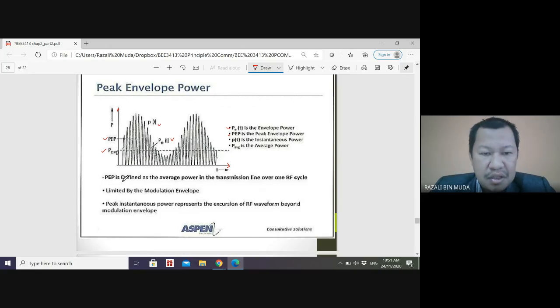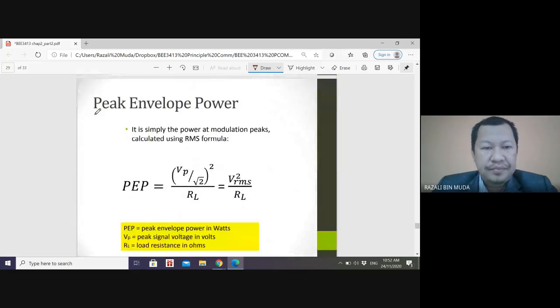PP is defined as the average power in the transmission line over one RF cycle. Limited by the modulation envelope, peak instantaneous power represents the excursion of the RF waveform beyond the modulation envelope. So there are various kinds of power which are related to peak envelope power, PEP. Peak envelope power is simply the power at modulation peaks calculated using the RMS formula.